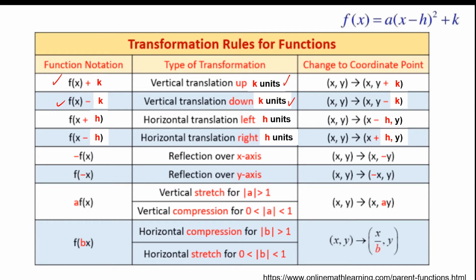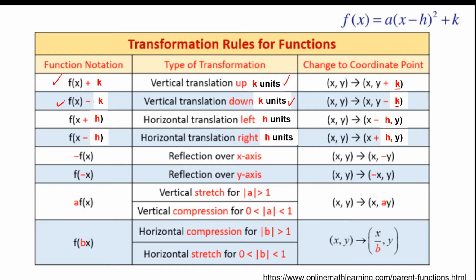For the coordinate grid, you're simply adding or subtracting to the y value of the coordinate point. So if it's a translation up, you add your k, or whatever number or value you're given, or you subtract it if it's a translation down.